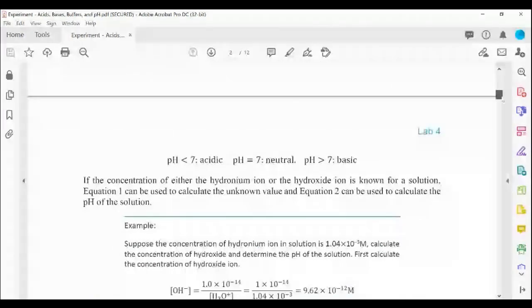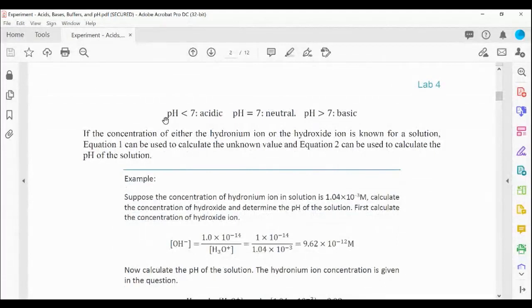So with this definition, we see that if we have a pH of 7, the solution is neutral. Same amount of hydronium as OH minus. If the pH is lower than 7, the solution is acidic. If the pH is higher than 7, the solution is basic.